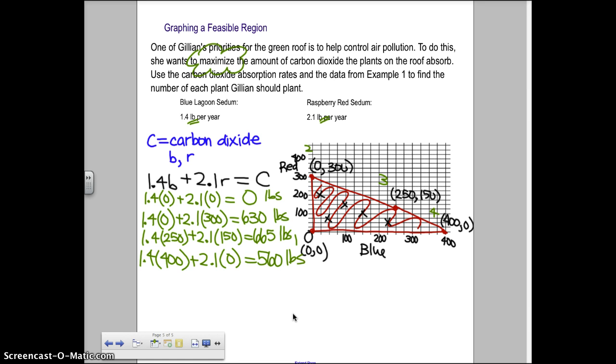Our objective function, the most carbon dioxide, happens here, when we're at 250 and 150. So Jillian should plant 250 of the blue and 150 of the red. That's linear programming. That's kind of a long process, but we're going to talk about it and do some things to streamline it when you come to class. So I just hope you're able to take that all in and be ready to rock on 3.4.